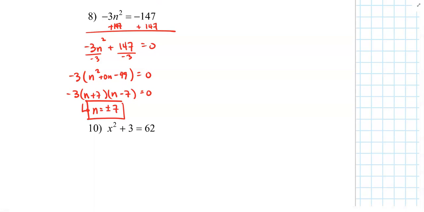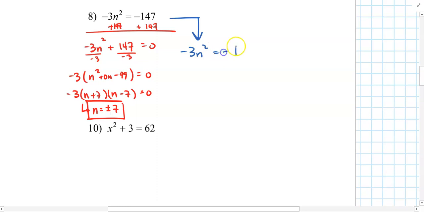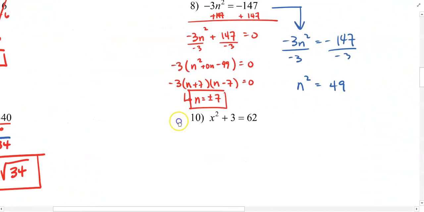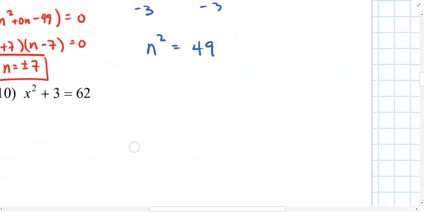Now, if we had used the plain old square root method that we were just talking about a minute ago, we could divide both sides by negative 3. So let me just show this problem one more time. If we had divided both sides by negative 3, like we did in problem number 9, we'd end up with n squared equals 49.